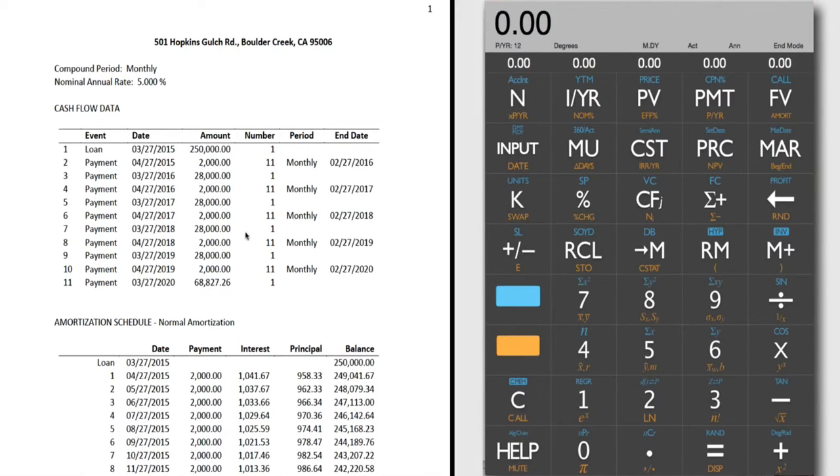So they make 60 payments of $2,000 and an additional $26,000 every year in March. So 2,000 plus the 26 is 28 every year like this, with the final balance due at maturity, 60 months out, of 68,827. And so this is what the note looked like that we're buying.